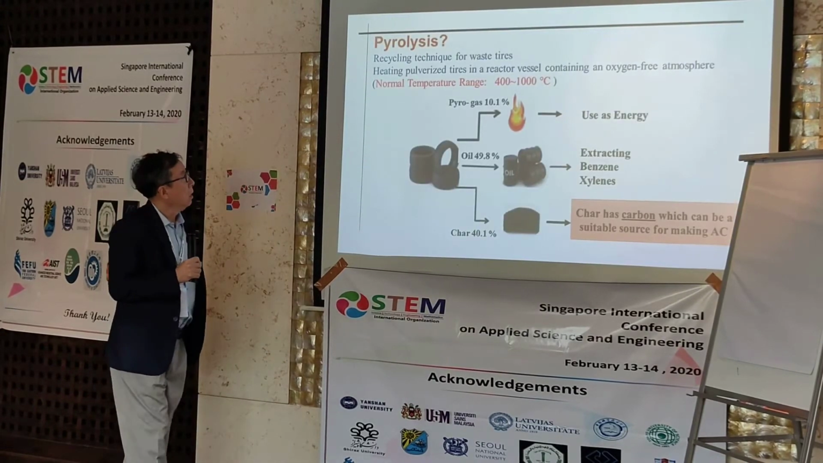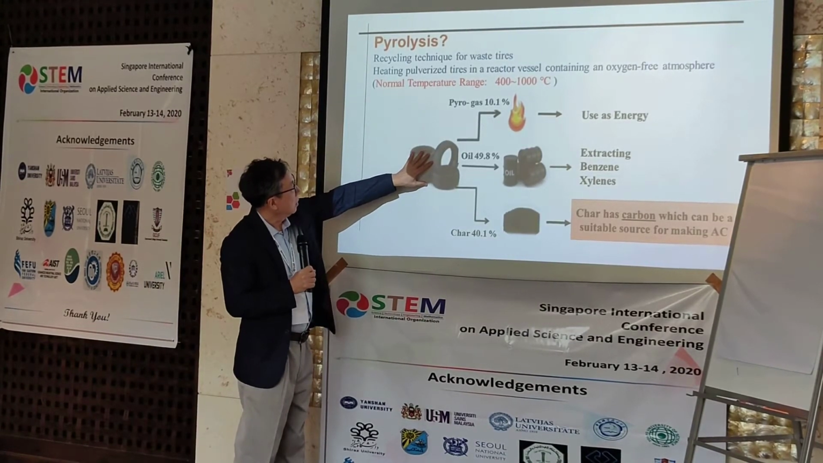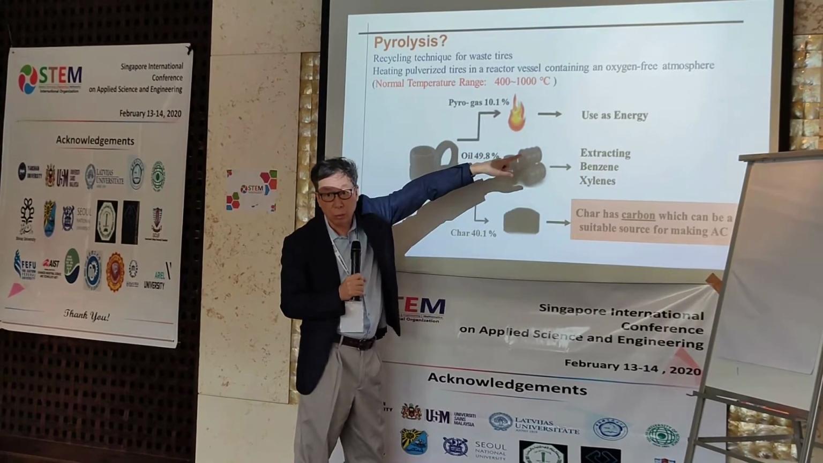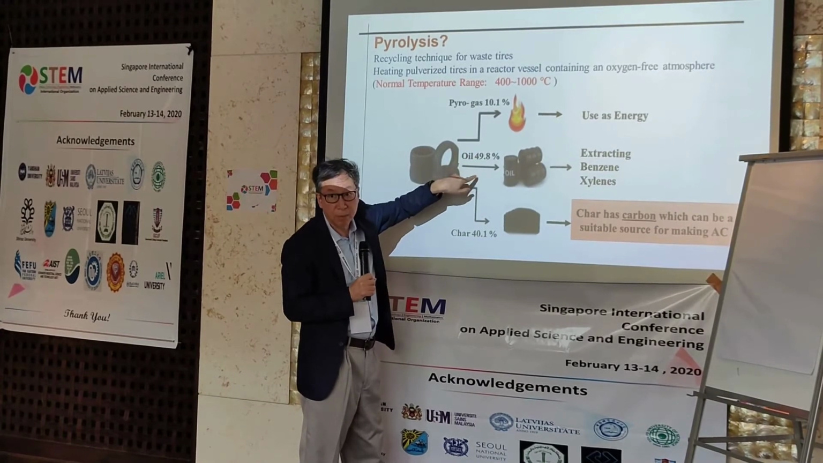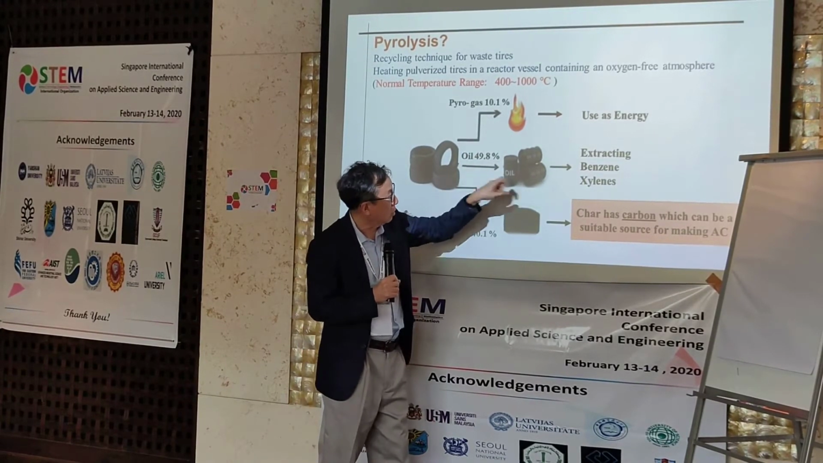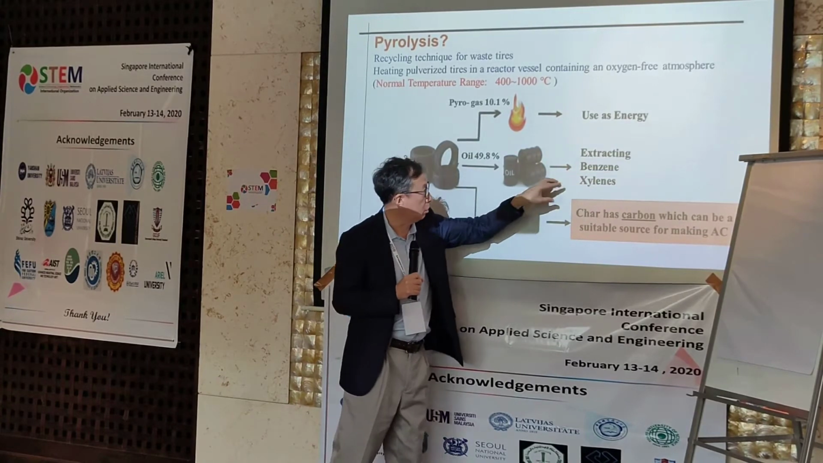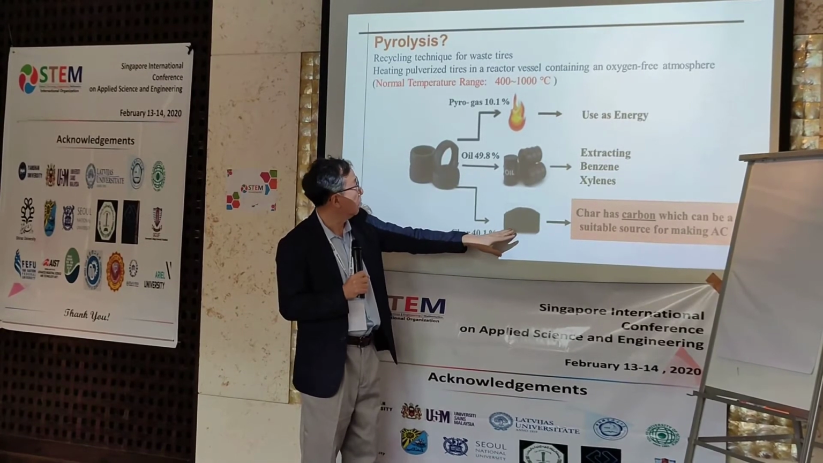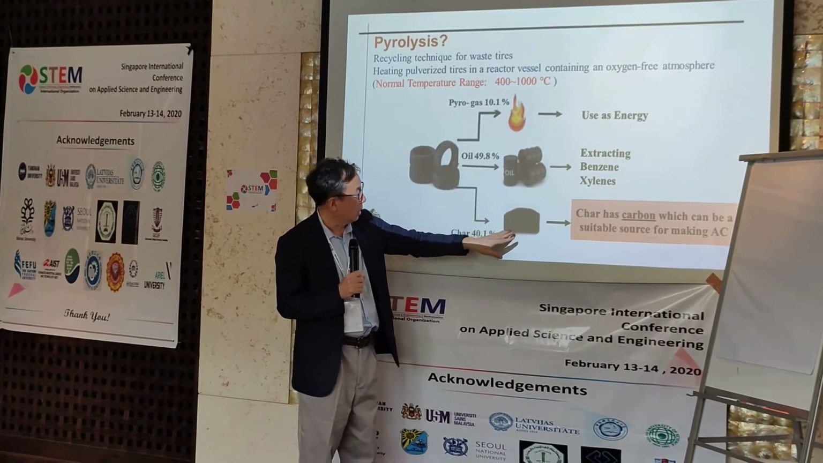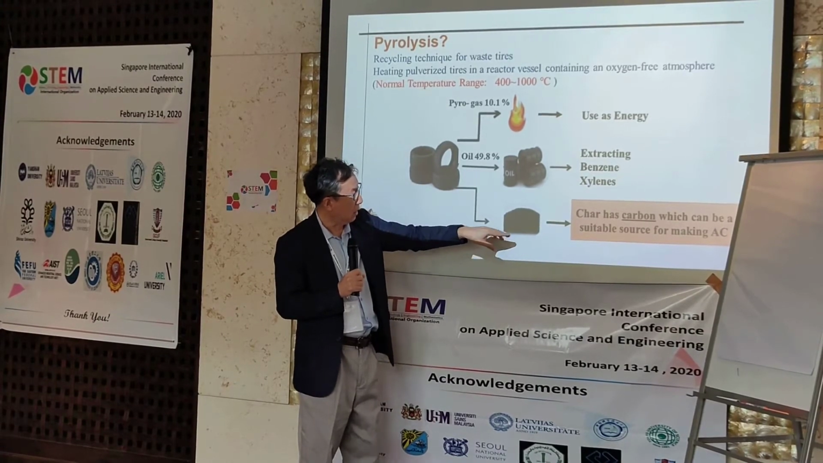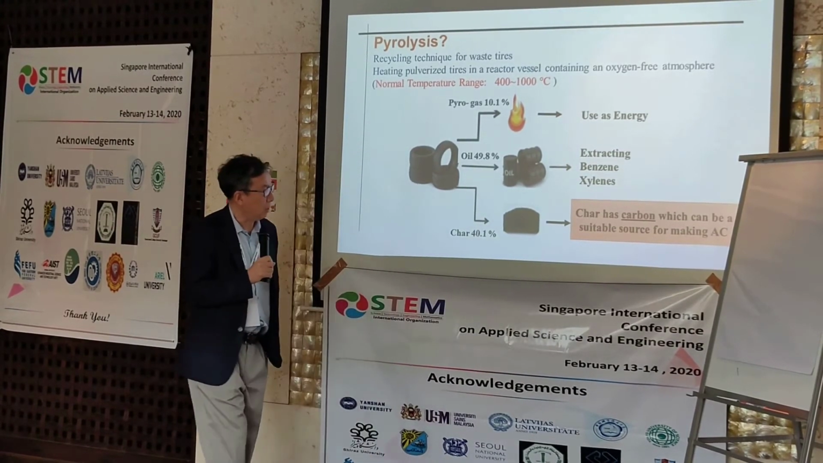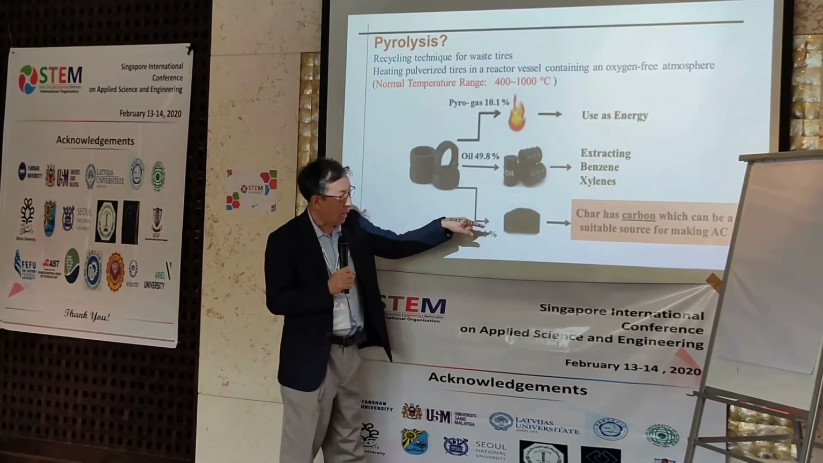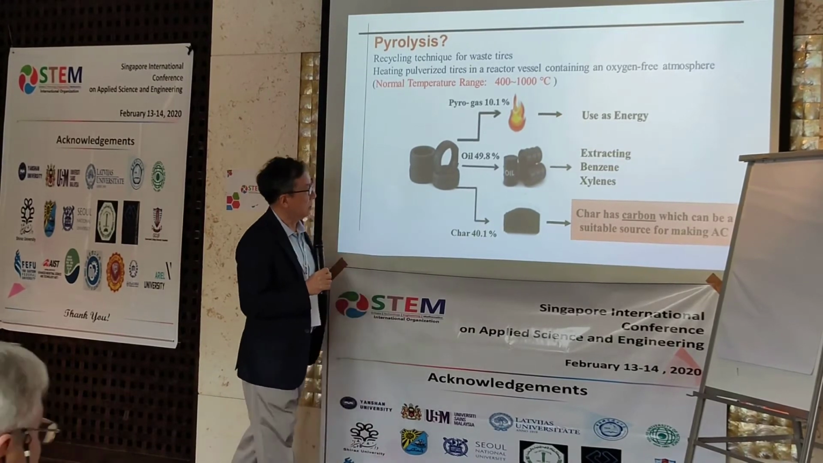Next. For waste tires, these days, about 10% can be used as an energy source. Almost 50% can yield effective sources of petroleum hydrocarbons, and about 40% is char processing. The char has carbon, which can be a suitable source for making activated carbon. So I focus on the char processes.